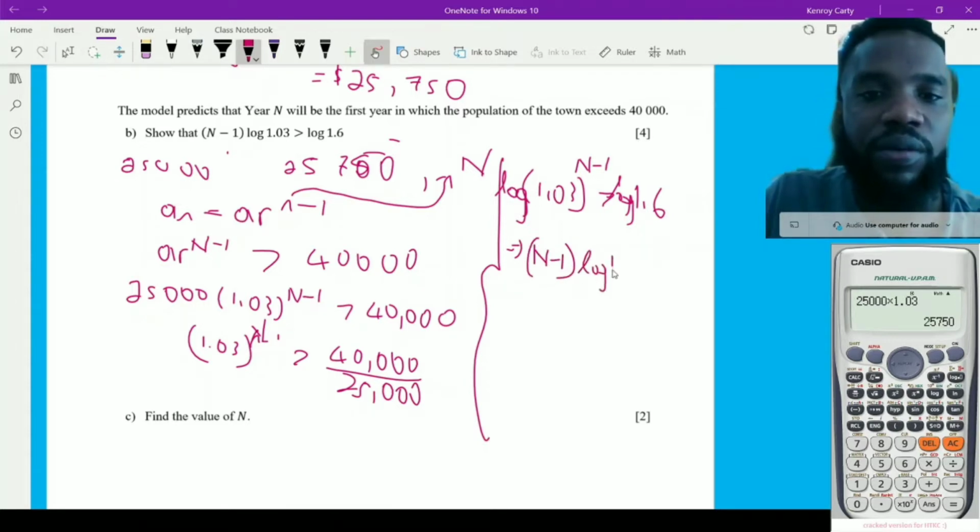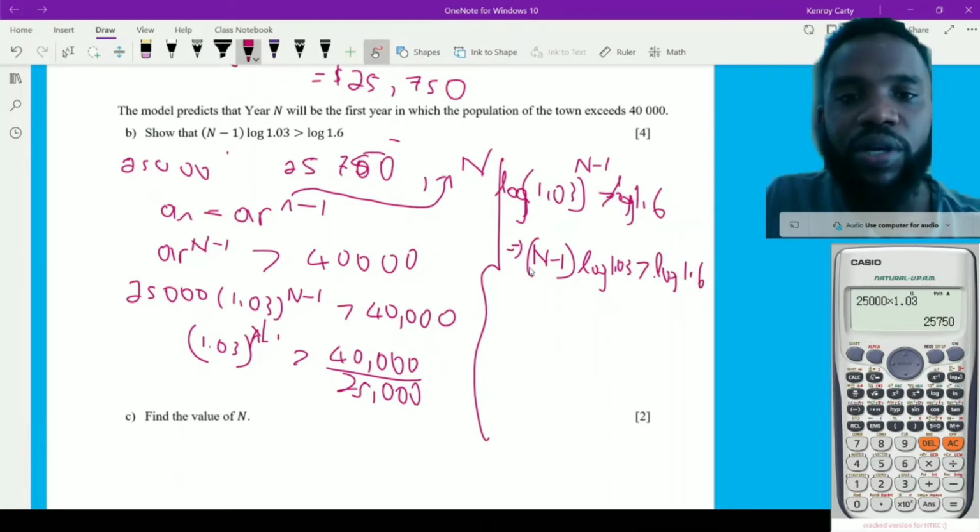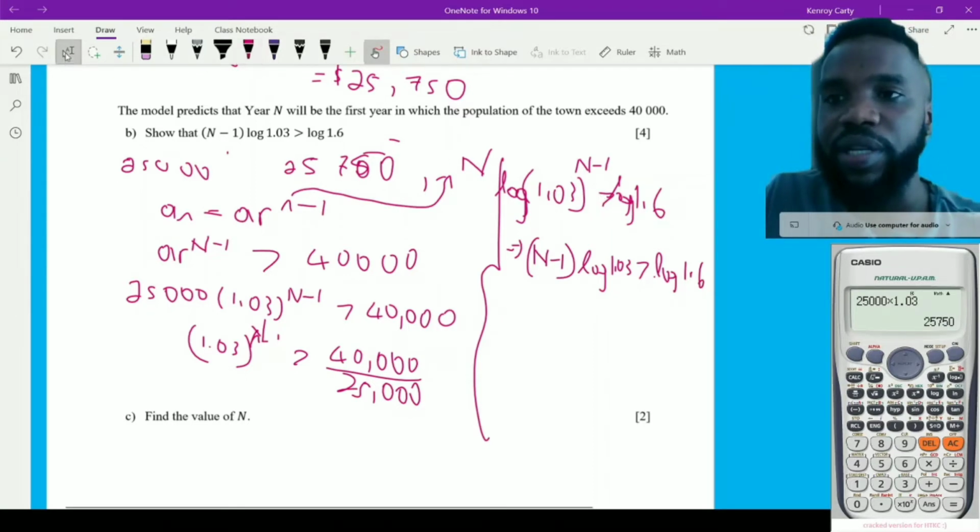I'm going to have log 1.03, and this would be greater than log 1.6. And of course, you get your 4 marks there, total of 4 marks. So that wasn't so difficult at all.